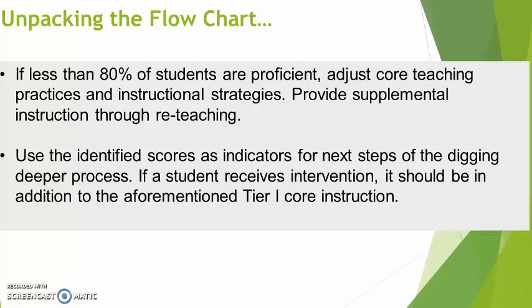Let's take a look at what we should do if less than 80% of the students in your classroom are indicated as being proficient using the number knowledge test. The first thing we want to think about doing is adjust our core teaching practices and our instructional strategies. I want to be clear that that does not mean we are changing the content that we are teaching students.